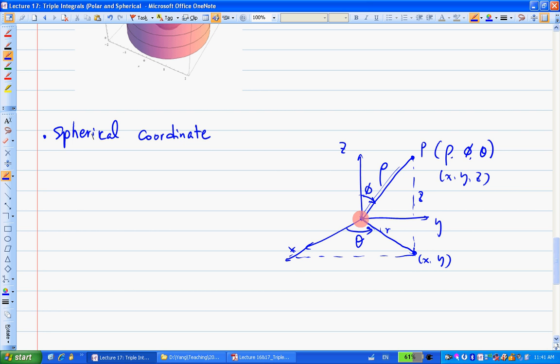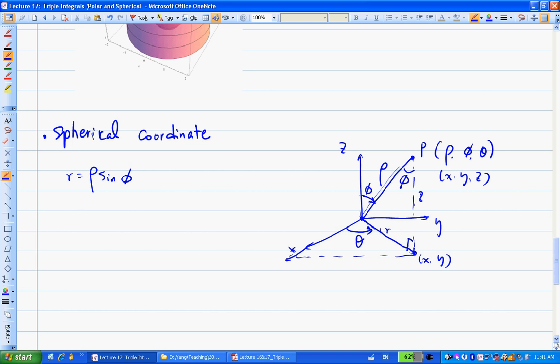And the question is, where does r come from? You can obtain r from this right triangle here. This is a right triangle, and this hypotenuse is the rho here. This angle is phi. So r here is actually what? Rho sine phi. Does that make sense? So r equals rho sine phi.